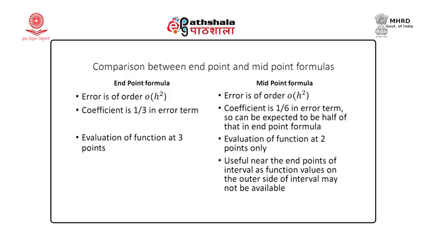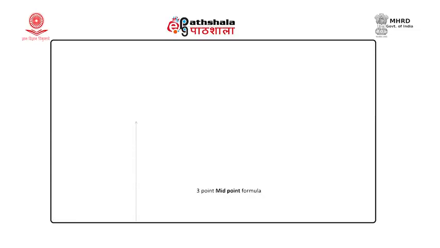So, this is the comparison between the endpoint and the midpoint formulas. Error of course is the same, of the order of h square. The coefficient is 1 by 3 in the error term, whereas in the midpoint formula the coefficient is 1 by 6, so it is half. Evaluation of the function is at 3 points, whereas here it is only 2 points. So, the midpoint formula is more suitable as such in terms of error, and the endpoint formula will be more suitable when you need to estimate the derivative at the end point.